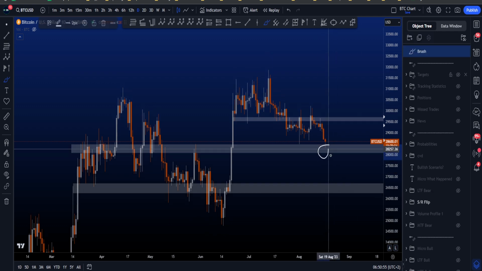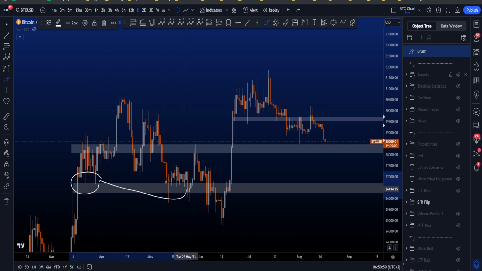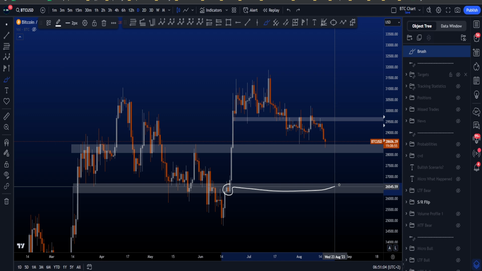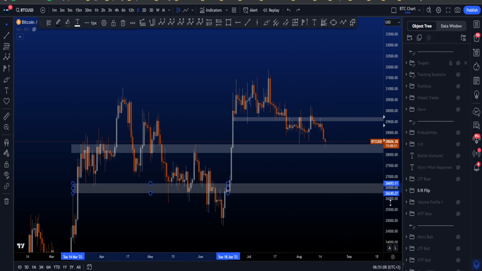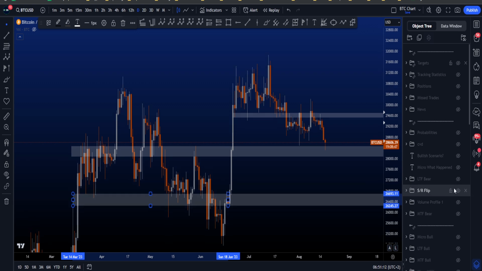support. And if this one fails, we just look for the next area of interest, right? Support, support, a little bit of resistance, order block over here, and then we have additional support. And this support resistance flip is sitting between 26.2k, there we have it again, and 26.7k.